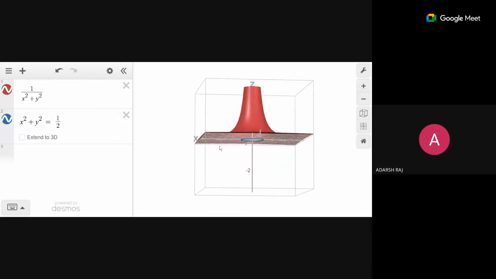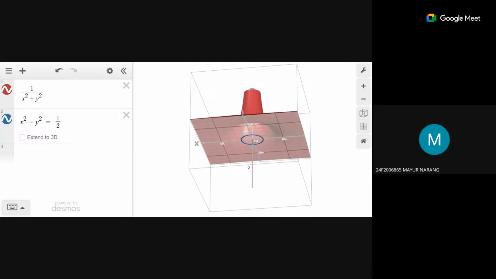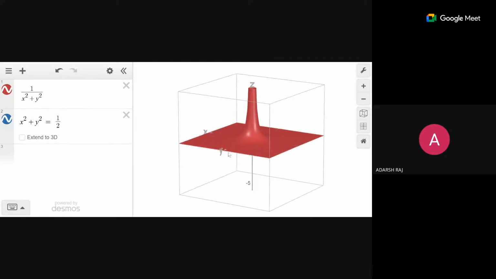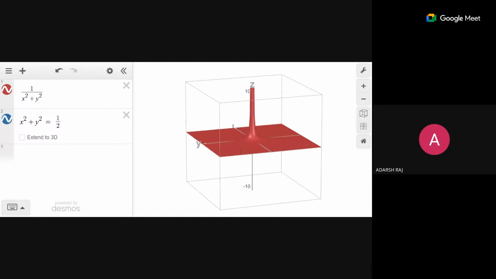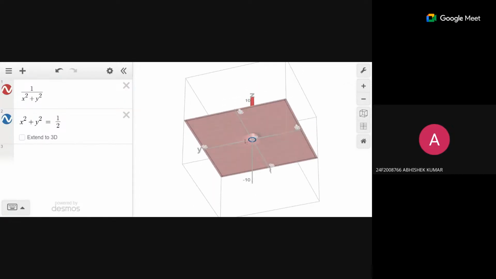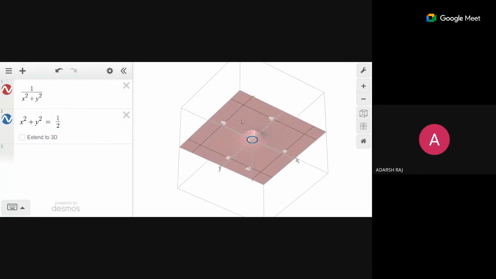So what will be the maximum value? Sir, 1. If you take 0 comma 0, the value of the function is approaching positive infinity. At 0 comma 0, the value of the function attains its maximum, when x square plus y square is 0. And the value of this function is minimum at the boundary, at this place.